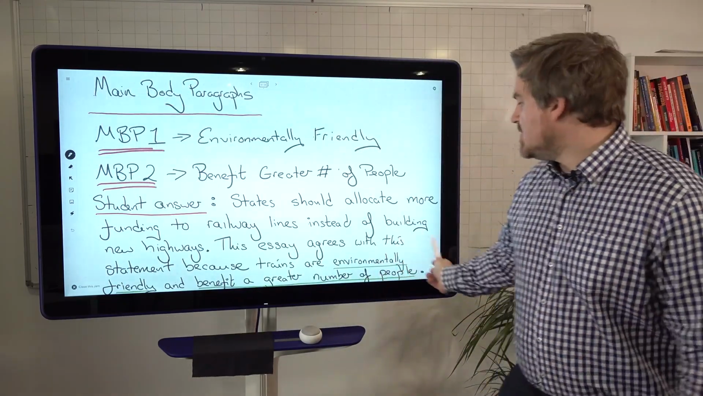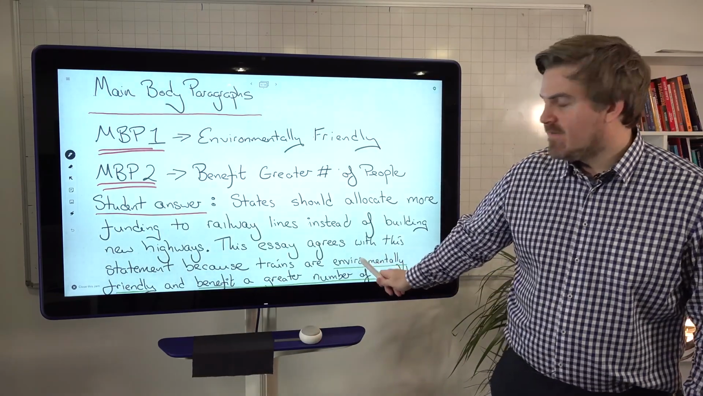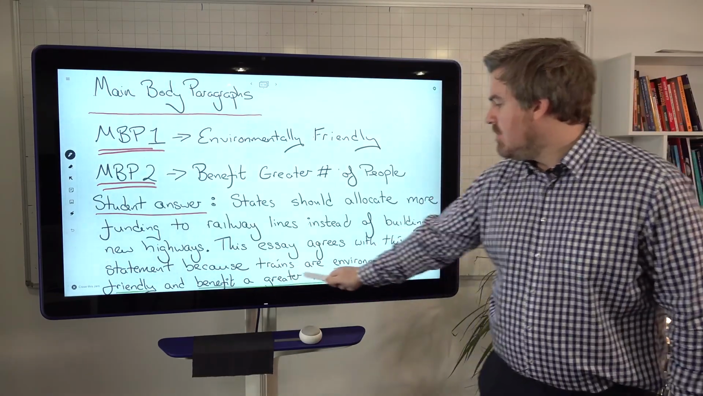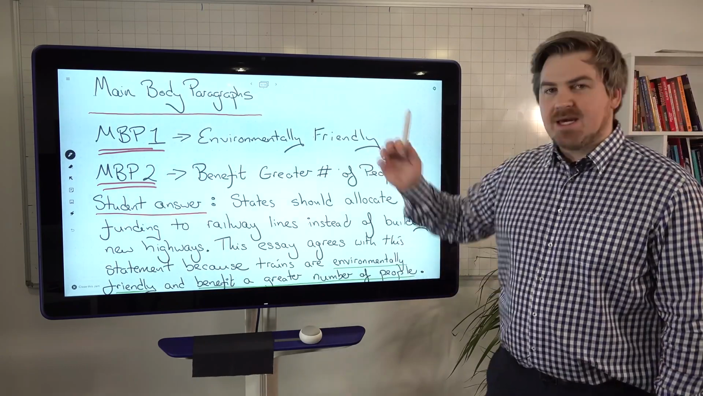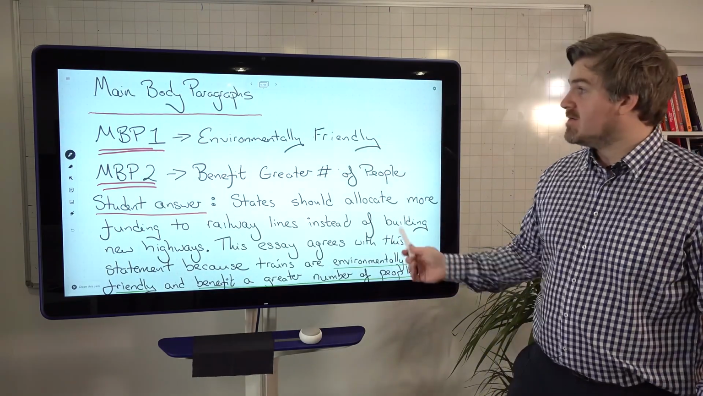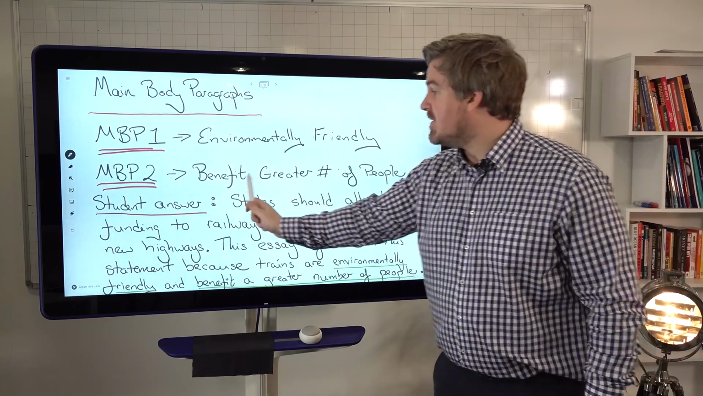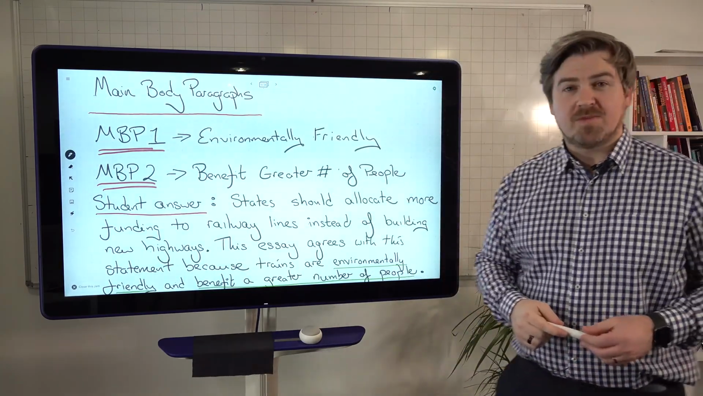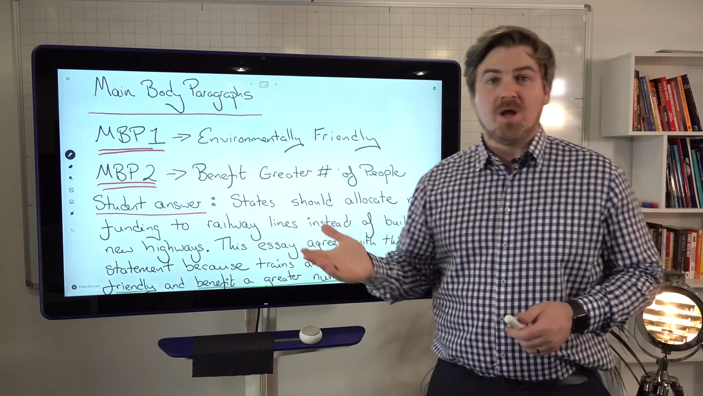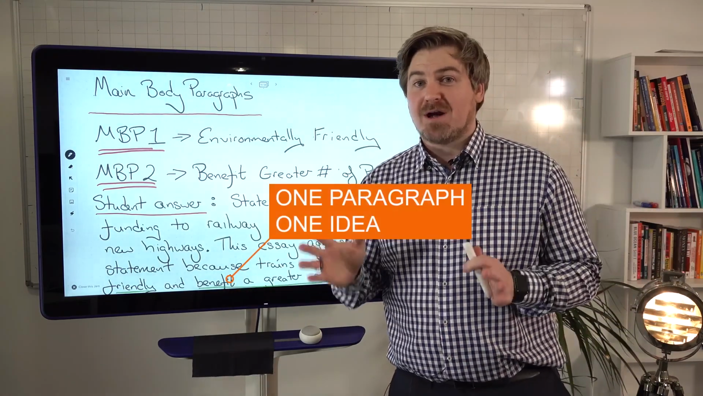So if we look at their introduction, idea 1, environmentally friendly. Idea 2, benefit a greater number of people. Guess what we're going to put in the main body paragraphs? Main body paragraph 1, environmentally friendly. Main body paragraph 2, benefit greater number of people. One paragraph, one idea. One paragraph, one idea.